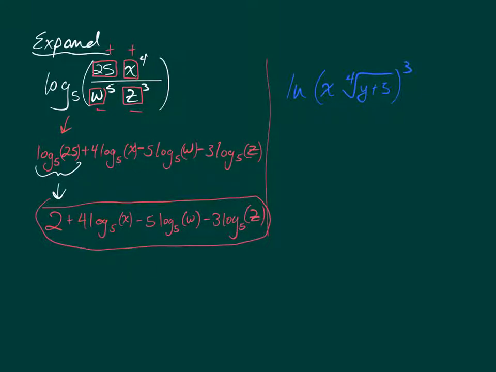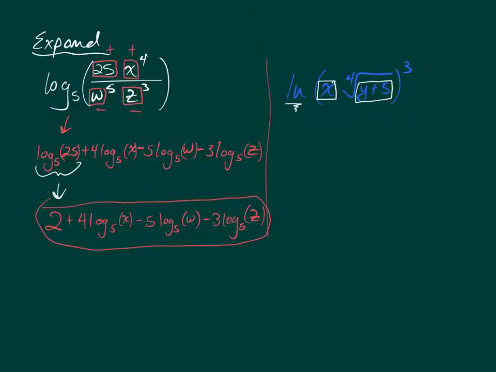For this next example, on the right side of your screen, you can see that the log being used is a natural log, and that there are 2 bases in here, x and y plus 5. Oh, but wait, we have this extra thing here. So this exponent 3 is affecting x and this base y plus 5.